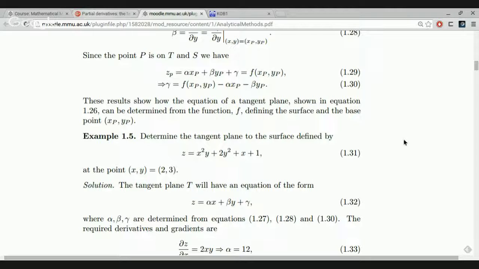So we can say finally that the tangent plane to this surface at the base point xp, yp, which is 2, 3, is given by this equation. Z is 13x plus 16y minus 41.